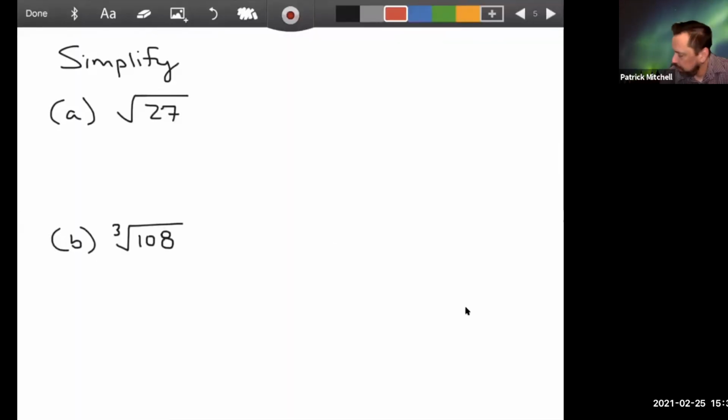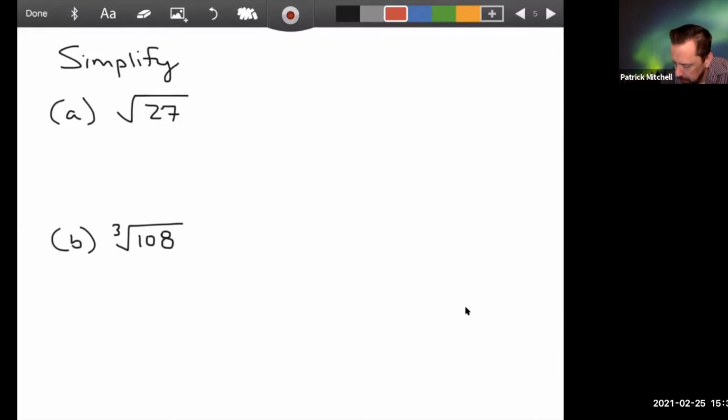Okay, all right, so here's how this works. Question number 1, is 27 a perfect square? And the answer is no. So the second best thing is, does 27 have any factors that are perfect squares? And if so, give me the largest one possible. Okay, the largest perfect square factor of 27.